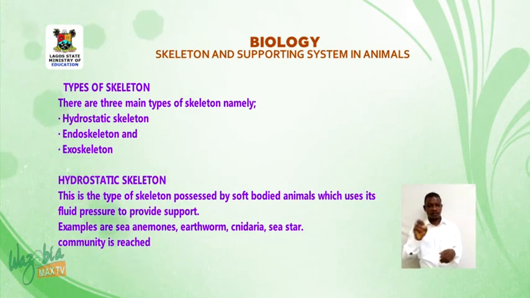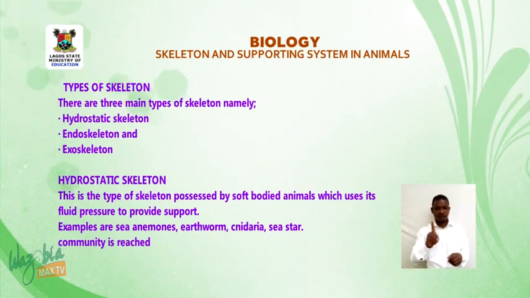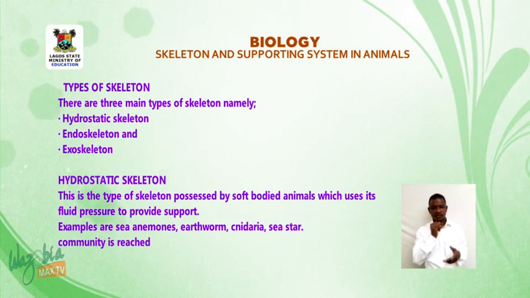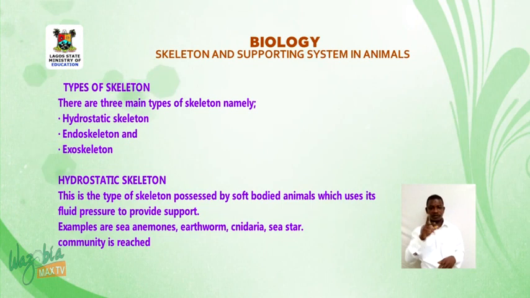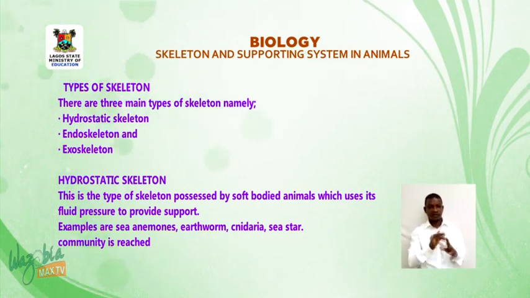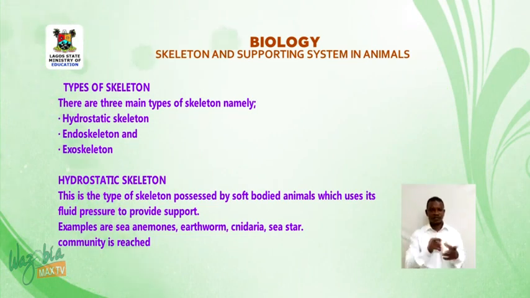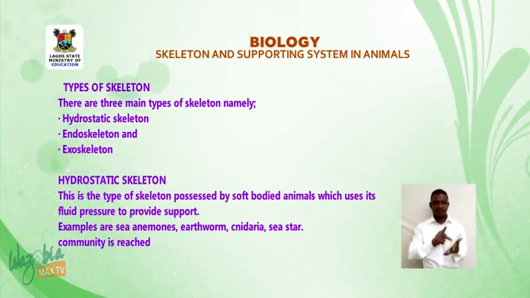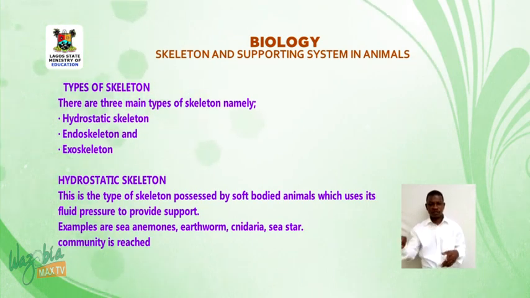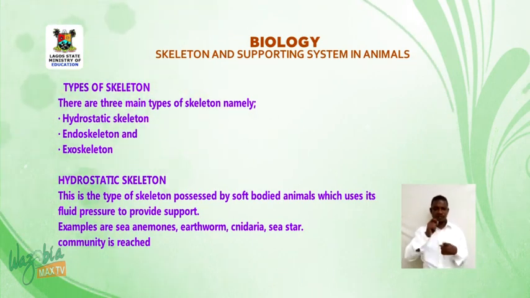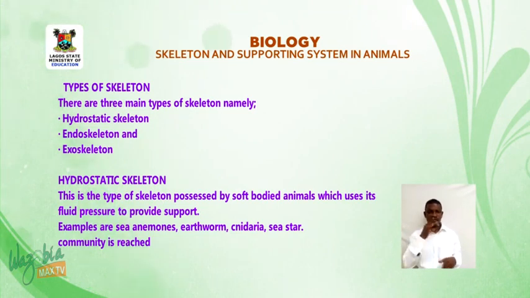Types of skeleton. There are three main types of skeleton, namely hydrostatic skeleton, endoskeleton, and exoskeleton. Hydrostatic skeleton. This is the type of skeleton possessed by soft-bodied animals, which use fluid pressure to provide support. Examples: sea anemones, earthworm, cnidaria, sea star.